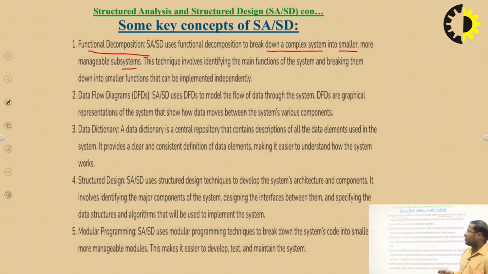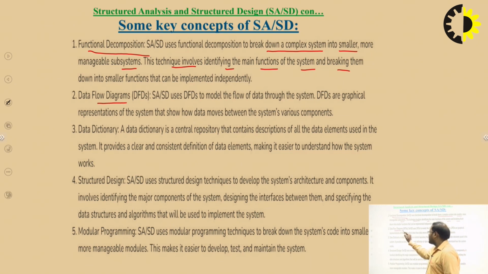We can say modularity. This technique involves identifying the main functions of the system and breaking them down into smaller functions that can be implemented independently. Now the subsystems are independent, they are not dependent on others. So we can say they have higher cohesion and low coupling.